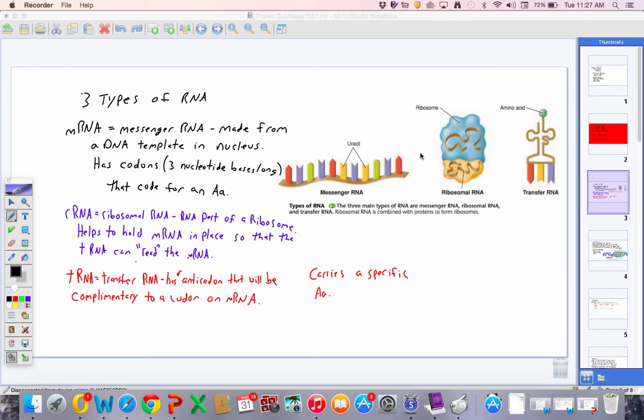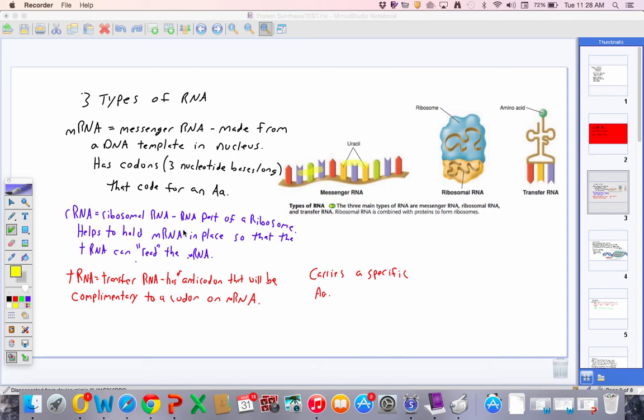Okay, three types of RNA. We've got messenger RNA, mRNA, and that's made from a DNA template in the nucleus. It has codons, and codons are just three nucleotide long bases. So the codons are just three of these. So 1, 2, 3. And those code for a certain amino acid.